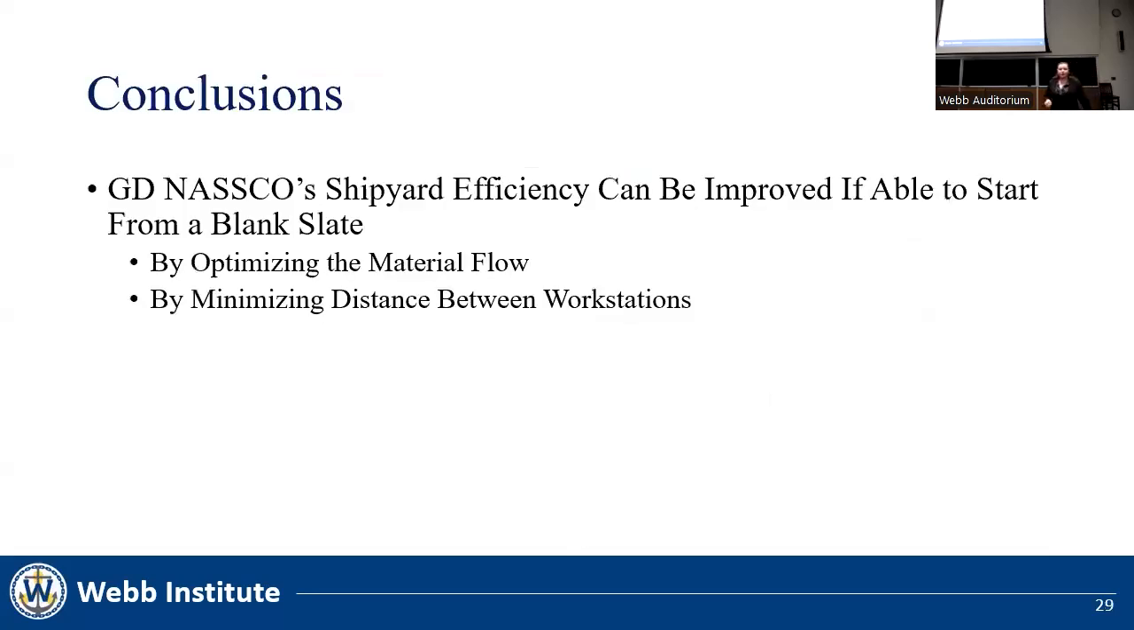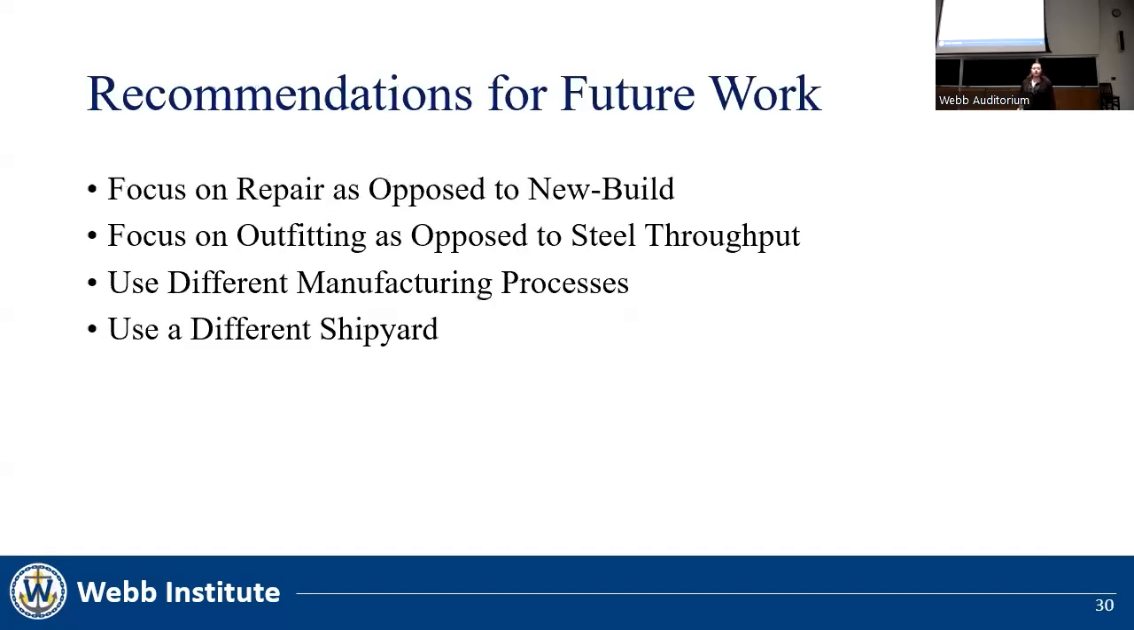My conclusion is that General Dynamics NASCO's shipyard efficiency can be improved if they were able to start from a blank slate. I explored 2 different ways to do this, by optimizing material flow and by minimizing the distances between workstations. However, there are plenty more factors to work with in terms of improving efficiency. Some of my recommendations for future work is to first focus on repair as opposed to new build and see how the shipyard would change if that was the case.